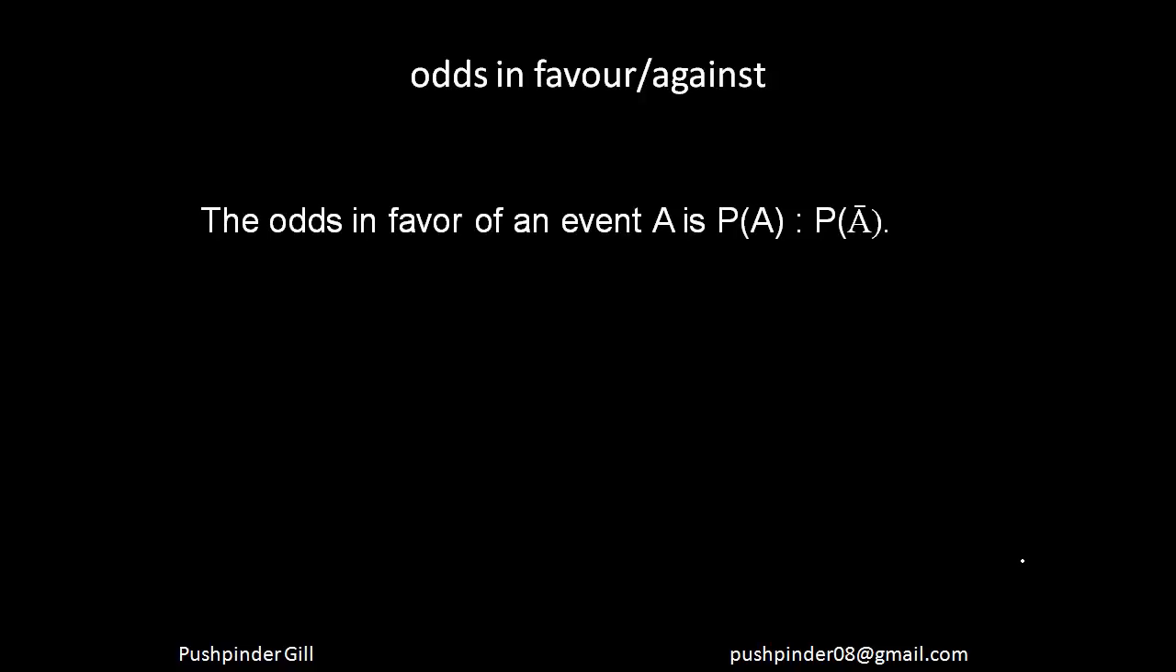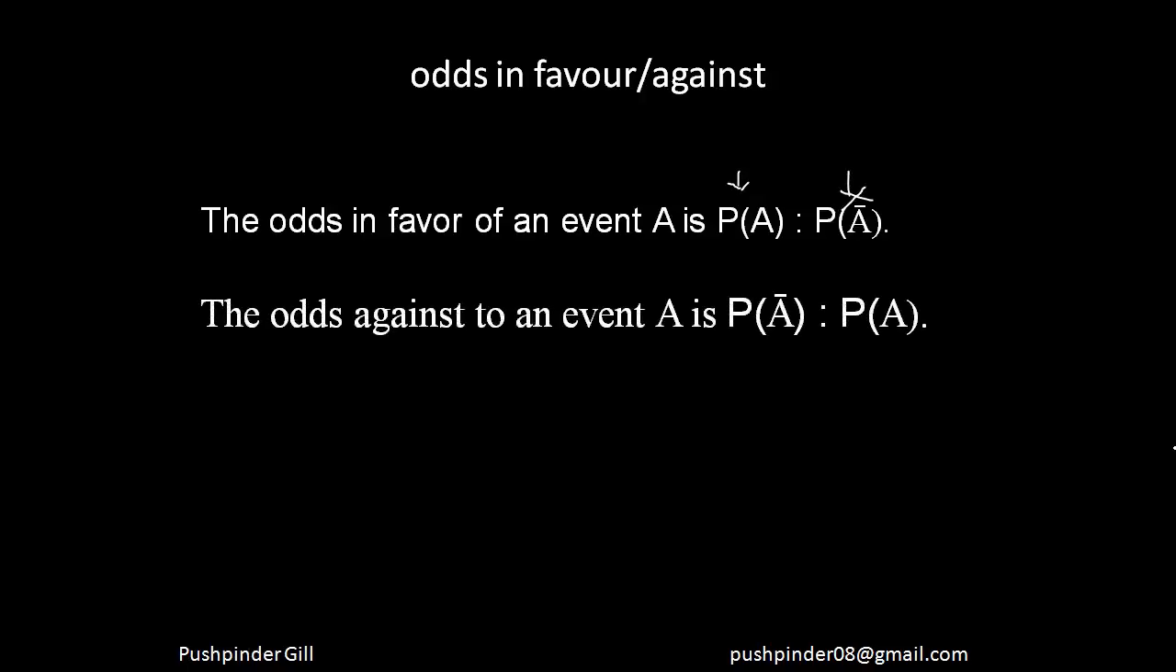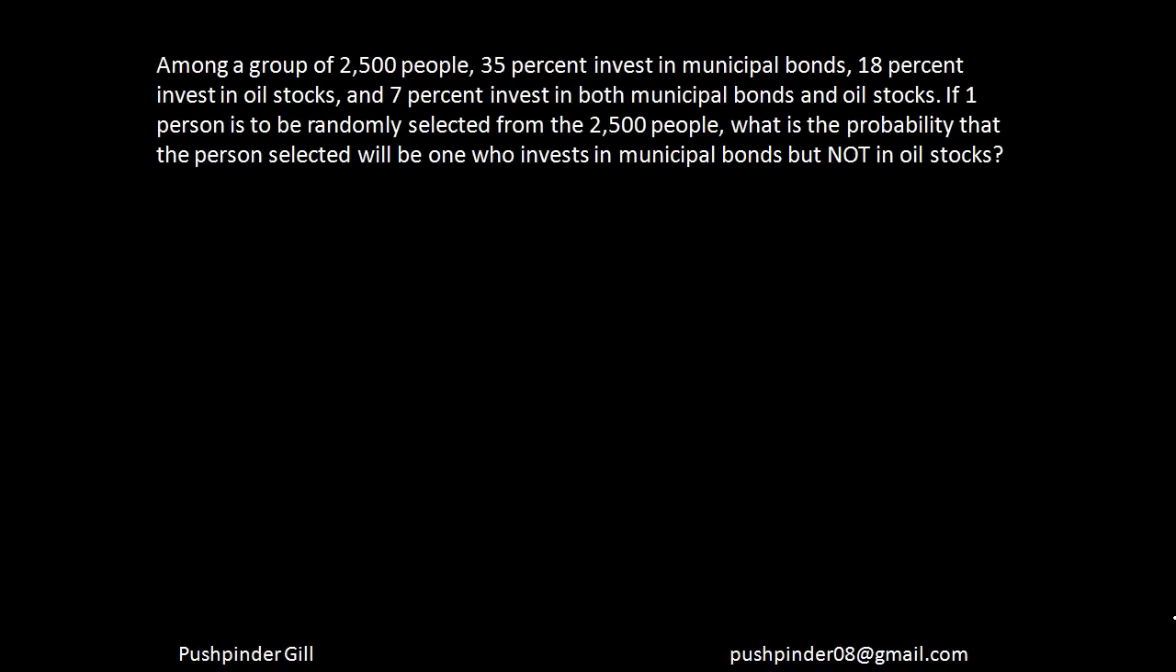Right. So now we're going to do a simple concept, that is odds in favor and odds against the favor, which is pretty easy, right? The odds in favor of an event happening is a ratio of probability of that event happening by probability of the event not happening. The odds against the favor is probability of not happening by probability of happening. This is how I remember it: in odds in favor, the probability of happening is at the top, and in odds against the favor, the probability of not happening is at the top. Rest, everything is the same, right? So let's move forward. I hope it's understandable.